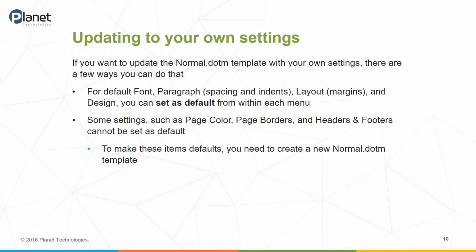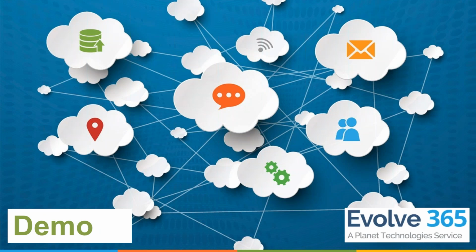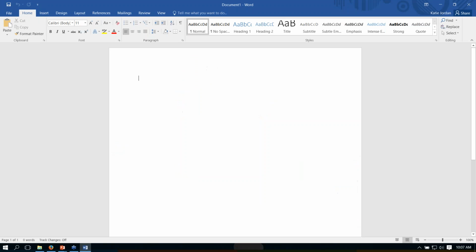So without even touching the normal template, there are settings in Office 2016 that you can come in and change. Those things include font, paragraph, layout, and design. So without even going to where the normal template lives, you can modify those. Now, some of the other settings, such as page color, page borders, headers, and footers, will never be set as default, so you would have to then go to the normal template. So we're going to take a quick look at those menu items where you can change them.